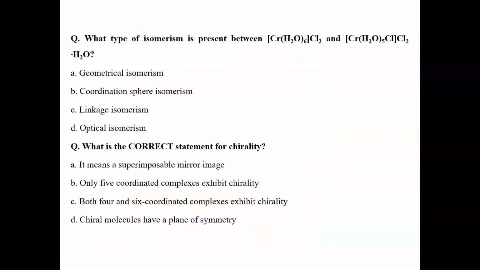So moving to the next two. What type of isomerism is present between this and this complex? Okay. So there are four options: geometrical isomerism, coordination sphere isomerism, linkage isomerism, or optical isomerism. And in the second one, you have to choose the correct statement for chirality. Chirality means a non-superimposable mirror image. Only five-coordinated complex, that is, it can be trigonal bipyramidal or square pyramidal.